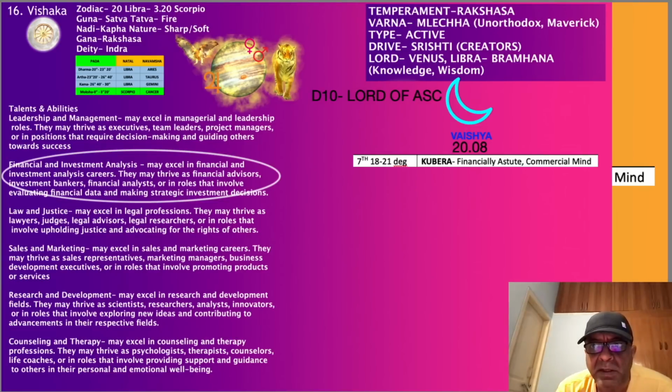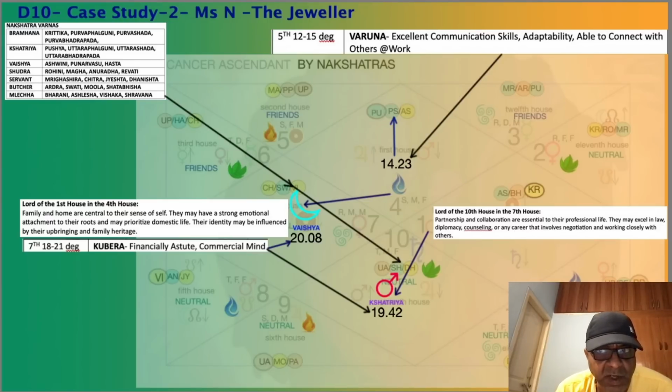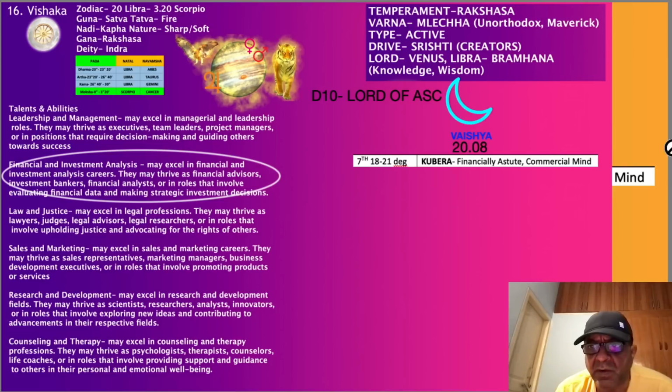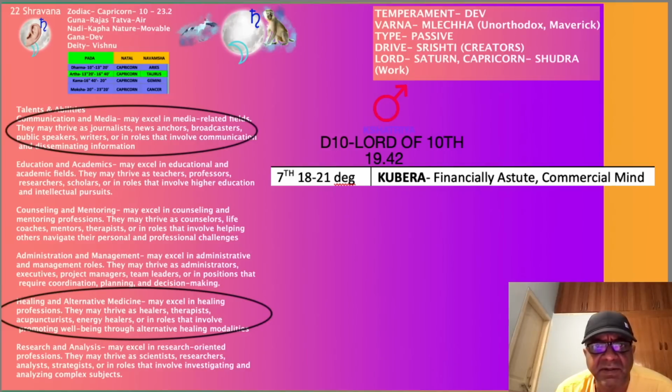Okay? Now let's head back. So the Lord of the 10th is now gone to the 7th. And in what nakshatra is it? It is in Shravana Nakshatra. Now let's see what the Shravana Nakshatra characteristics become. Okay. Right. Let's get that going. That's the Lord of Ascendant. There we go. Lord of the 10th. Now the Lord of the 10th is also in the Kubera angle and it's in Shravana Nakshatra.